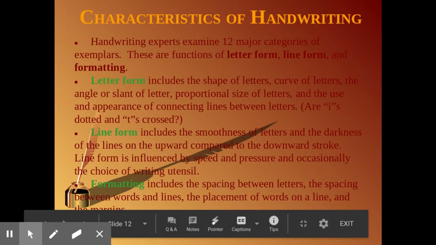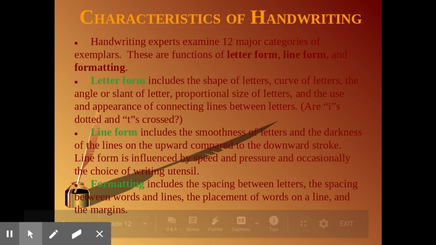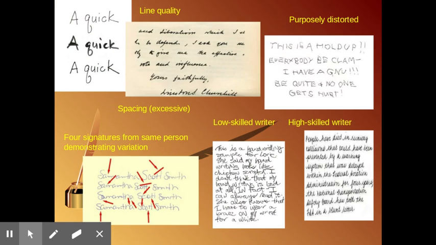And then again, formatting, the spacing between letters, between words. So let's look at some examples here. Line quality here, you can see these are much darker than those, a lot more pen pressure here. This one, look at the spacing between these words. To me, that's a lot of space between words.